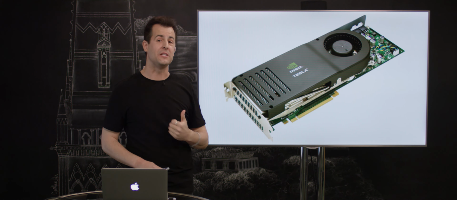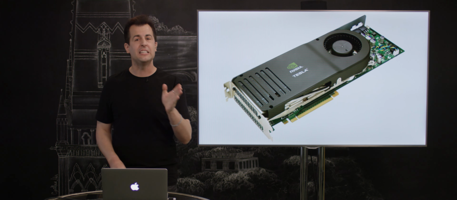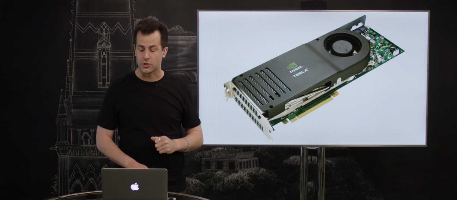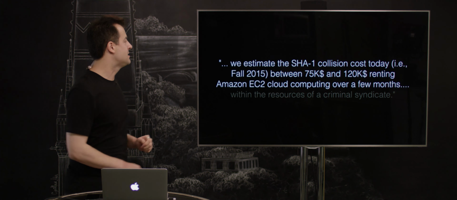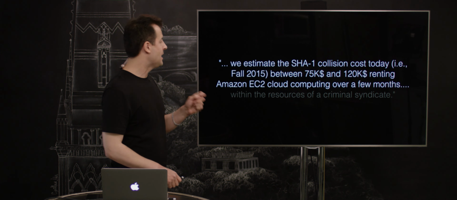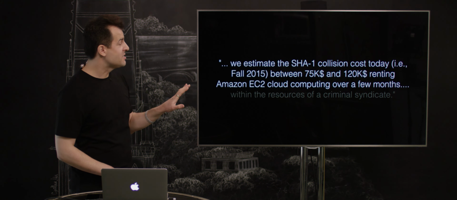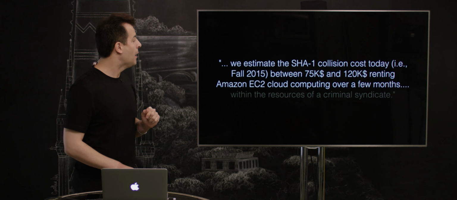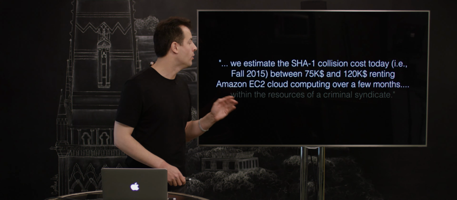And it's using hardware that looks a little something like this. In fact, you might have these in your PC if you're quite the gamer. GPUs are highly specialized for lots of parallel processing. So this is increasingly what CS researchers are using. They estimated ultimately, this team, that the SHA-1 collision cost today, in 2015, should be between $75,000 US and $120,000 if you rent Amazon EC2 cloud computing over a few months.